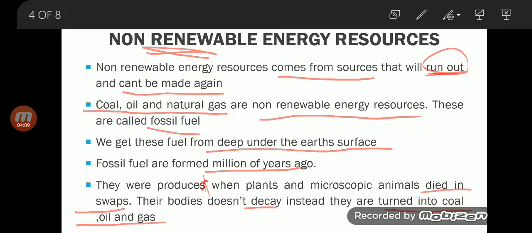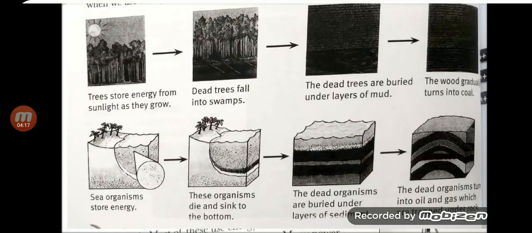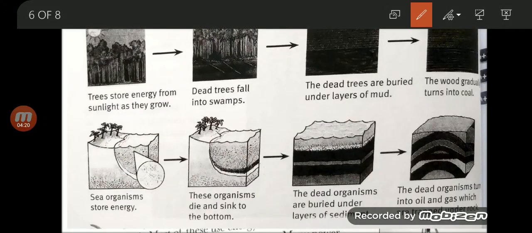Their bodies do not decay. Instead, they are turned into coal, oil and gas. Now, let me explain this with the help of a diagram. Look, trees, plants. Plants store energy from sunlight. So it means they have energy. They are a source of energy.